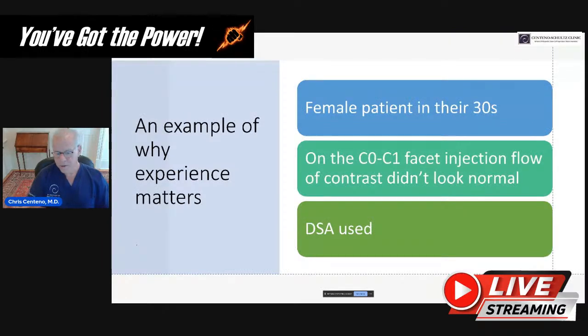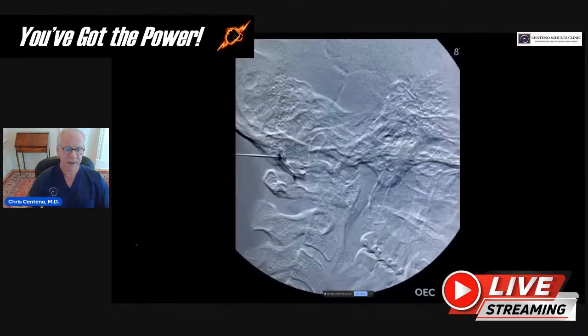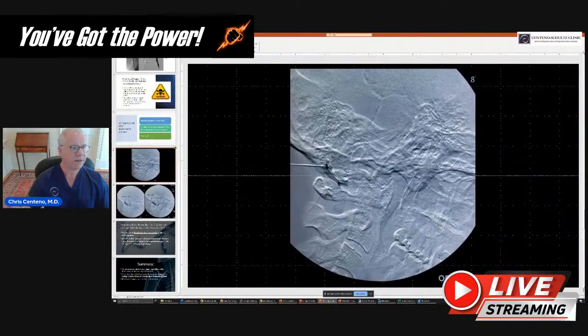So I want to show you this so you have some idea of what this looks like, right? Me describing it is one thing, but actually seeing what it is quite another. So this is a female patient in their 30s on the 0-1 facet injection. The flow of contrast didn't really look normal. Digital subtraction angiography was used. So let's see if I can do this here. I may have to stop this and restart it to be able to get this video to play. So let's do that here.